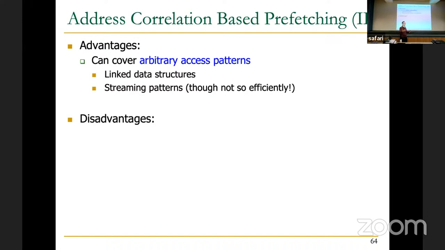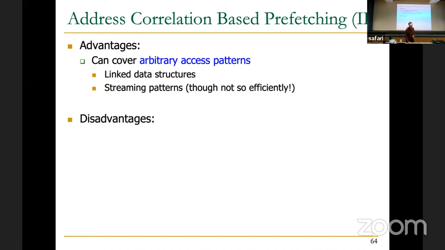After you see address A plus 1, the next thing you see is address A plus 2. So clearly there's a correlation over here. Now, unfortunately, this is very, very hardware intensive. It's a lot easier to capture streaming or striding patterns with just a stride detector or a stream prefetcher, right? You can also do it with address correlation-based prefetching, but you may have timeliness issues, coverage issues, et cetera. But you can do it.